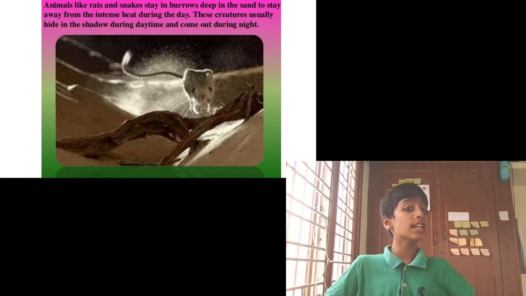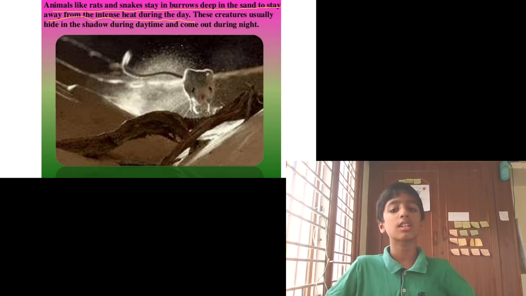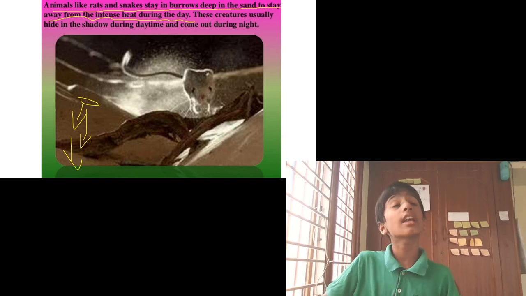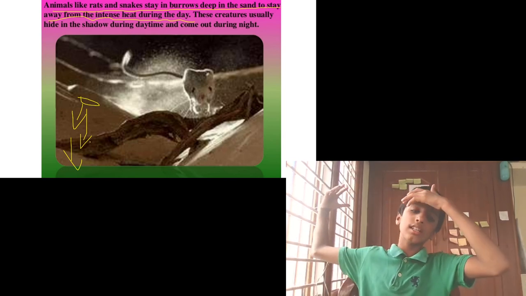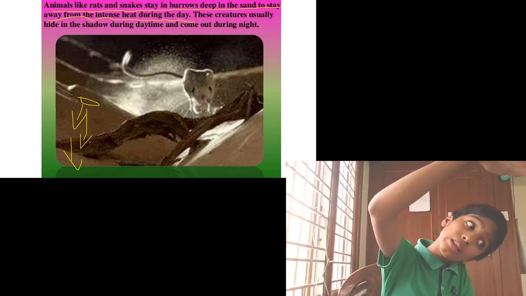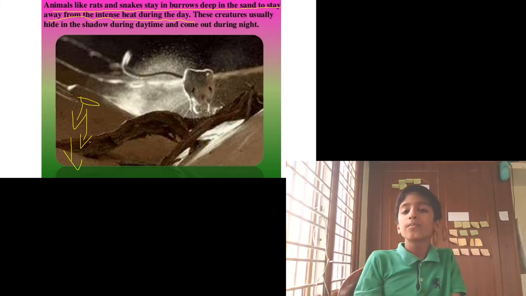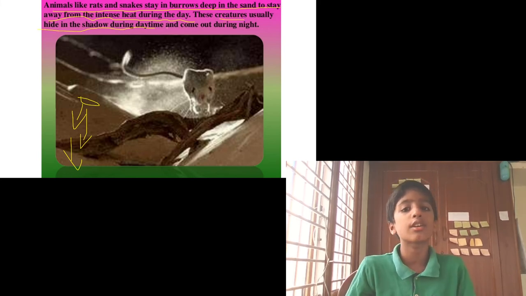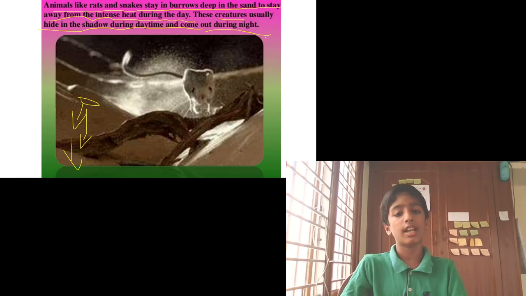Animals like rats and snakes stay in burrows deep in the sand to stay away from the intense heat during the day. They dig big burrows and hide, because the sunlight is directly hitting the land and the upper surface will be very hot. So they dig the burrow deep into the soil and hide there. These creatures usually hide in the shadow during the daytime and come out during the night.